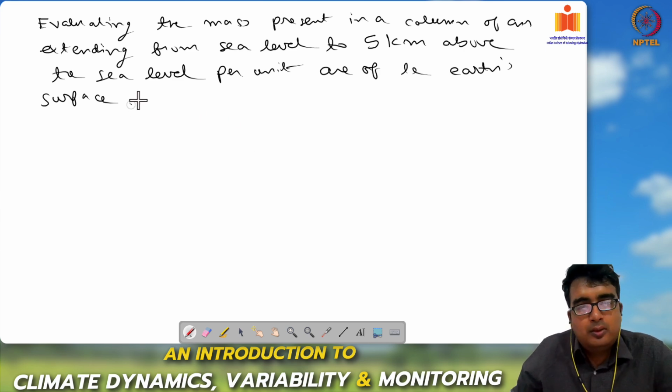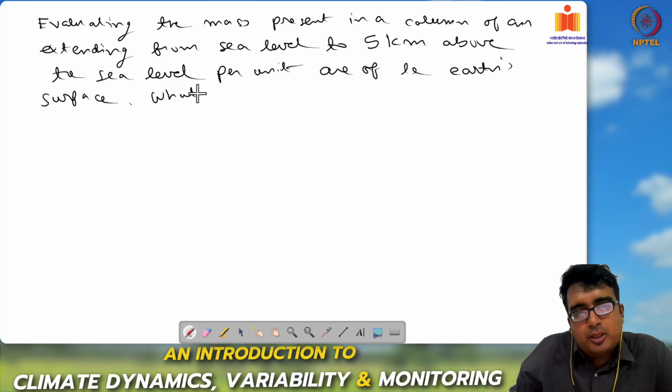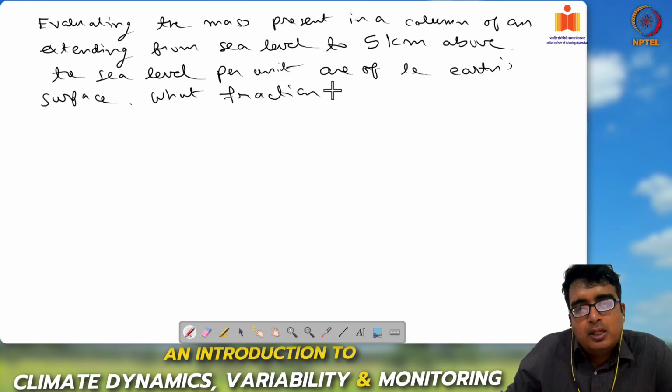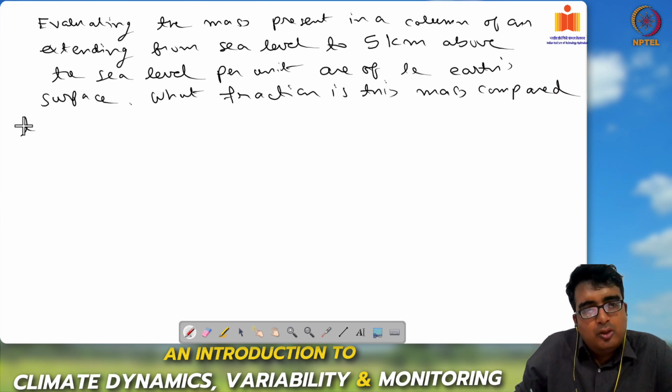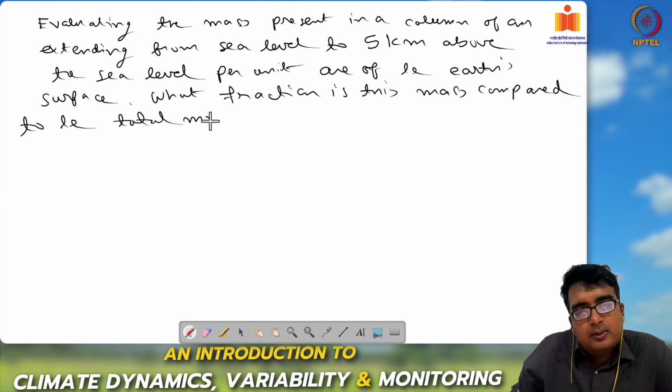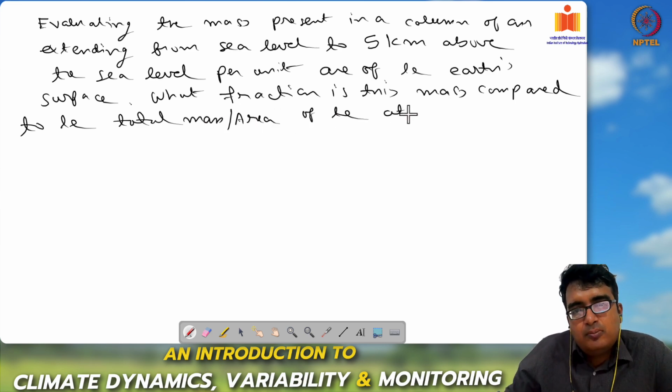And what fraction is this mass compared to the total mass per area of the atmospheric column?